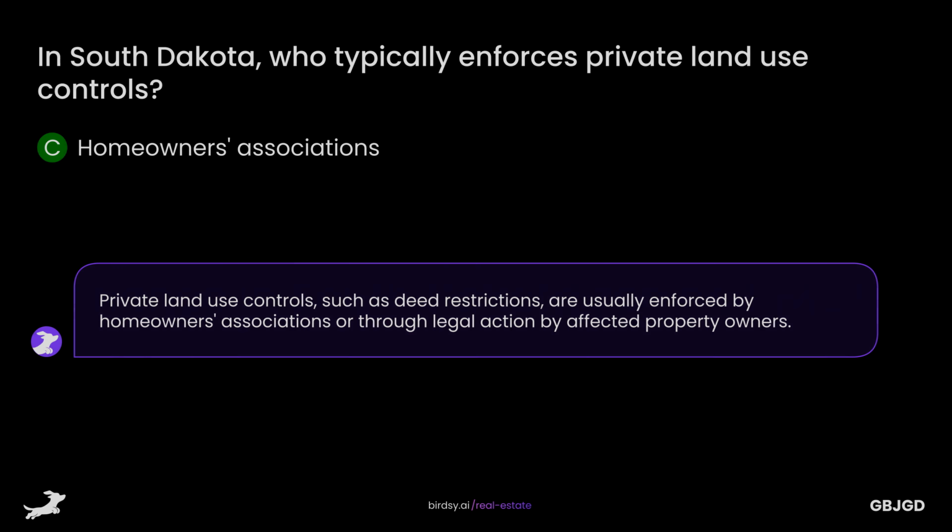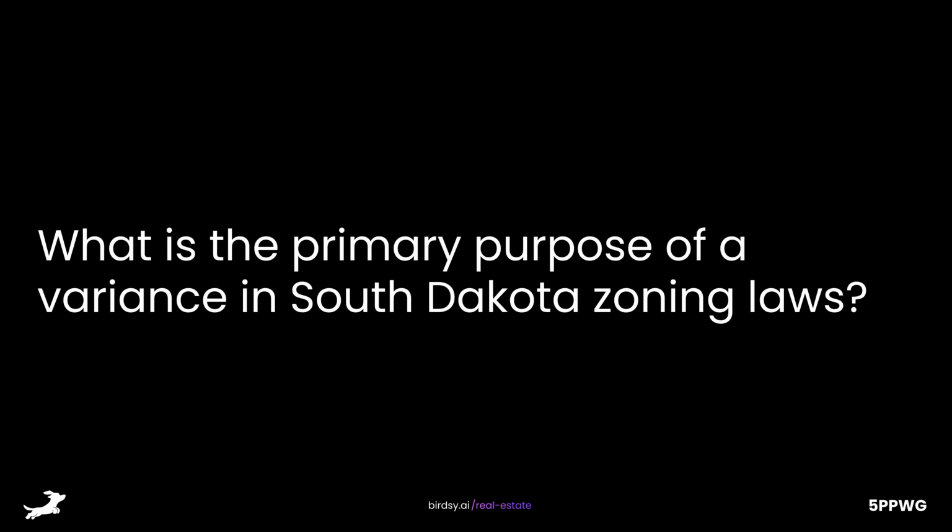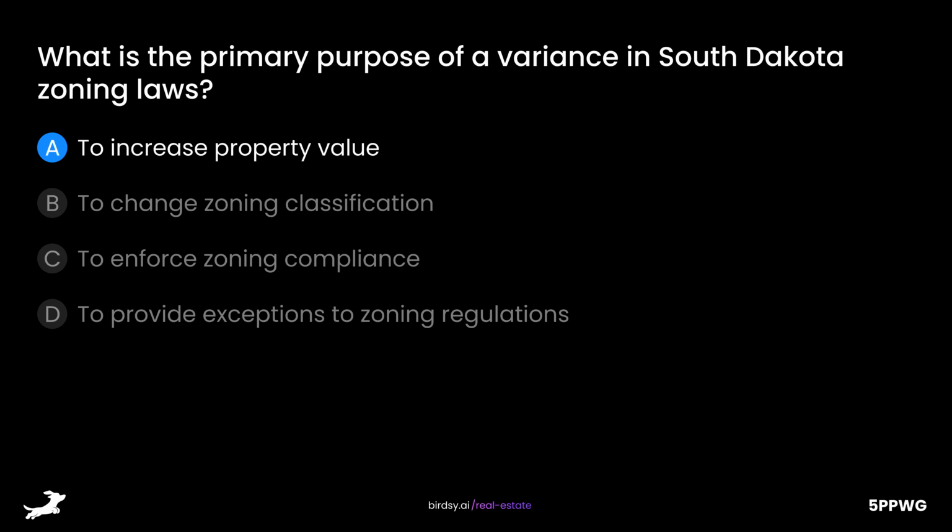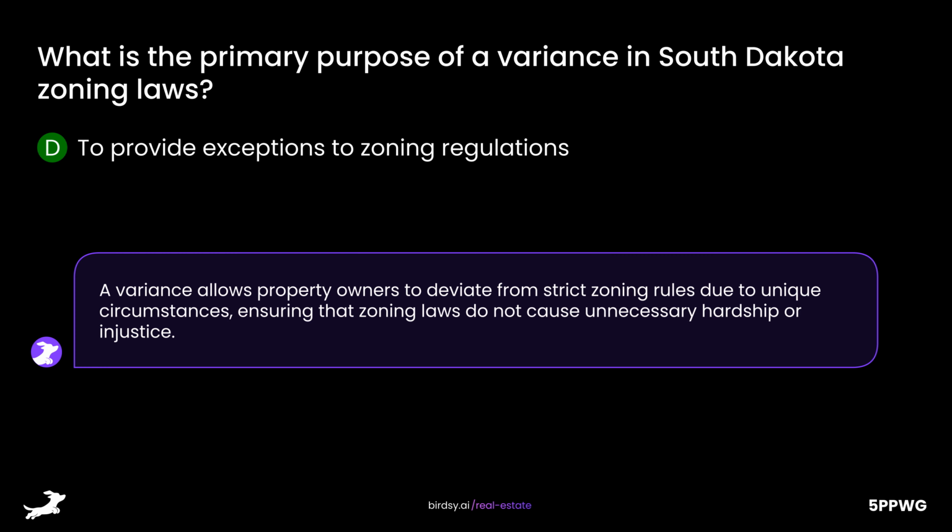What is the primary purpose of a variance in South Dakota zoning laws? Is it A, to increase property value, B, to change zoning classification, C, to enforce zoning compliance, or D, to provide exceptions to zoning regulations? The answer is D, to provide exceptions to zoning regulations. A variance allows property owners to deviate from strict zoning rules due to unique circumstances, ensuring that zoning laws do not cause unnecessary hardship or injustice.